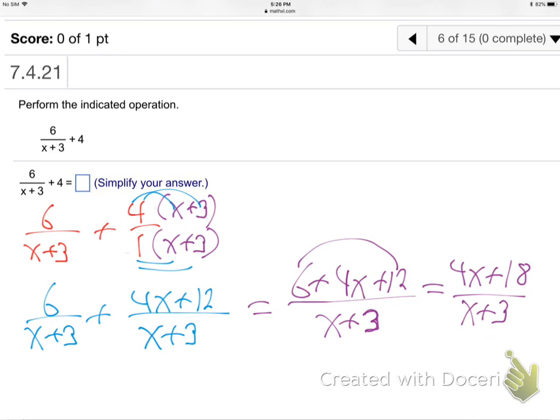Nothing good will happen. You could take out the 2. That would leave 2x plus 9, but so what? That doesn't cancel with anything in the denominator. So when nothing cancels, we just leave it like that. That's our answer. We can't cancel any of that stuff.